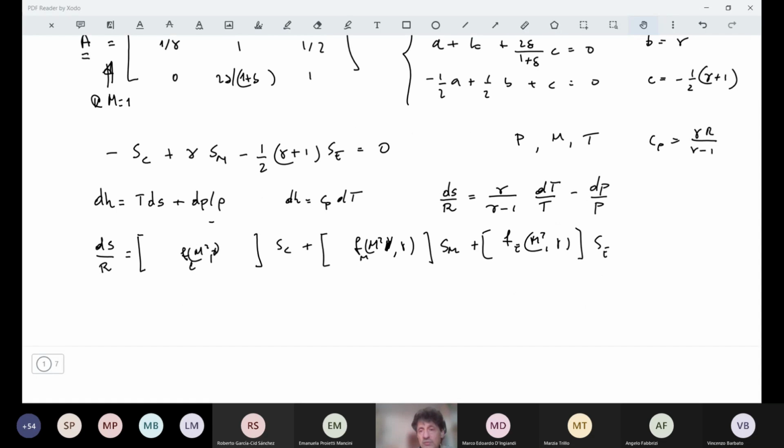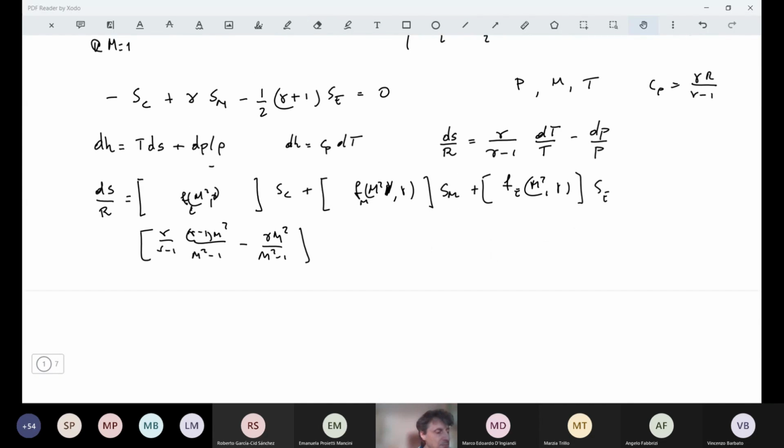Just by substitution. So for the first term, for instance, this is gamma over gamma minus 1 by gamma minus 1 M squared over M squared minus 1, minus, so this is gamma minus 1 dT over T, and then we have dP over P, that is gamma M squared over M squared minus 1. So this is, for instance, the first step, and similarly for the other terms. We can see here directly that this will be 0, and we can also rearrange different terms to have this expression as a function of the Mach number rearranged for the entropy.